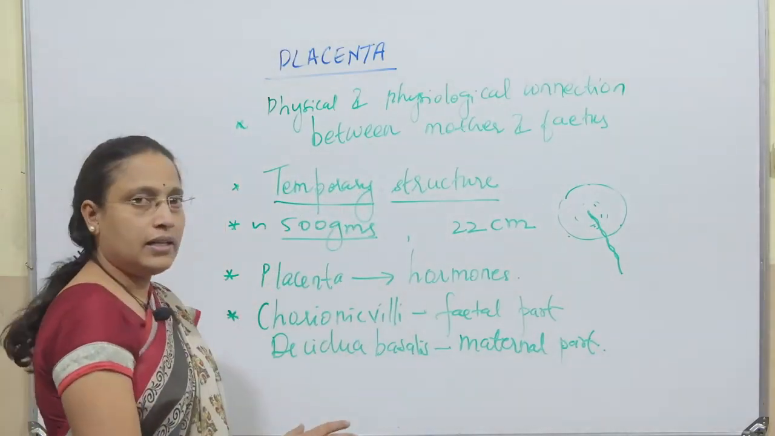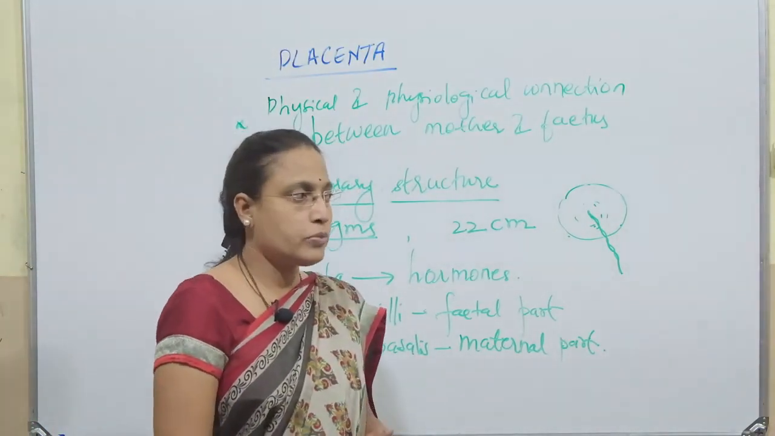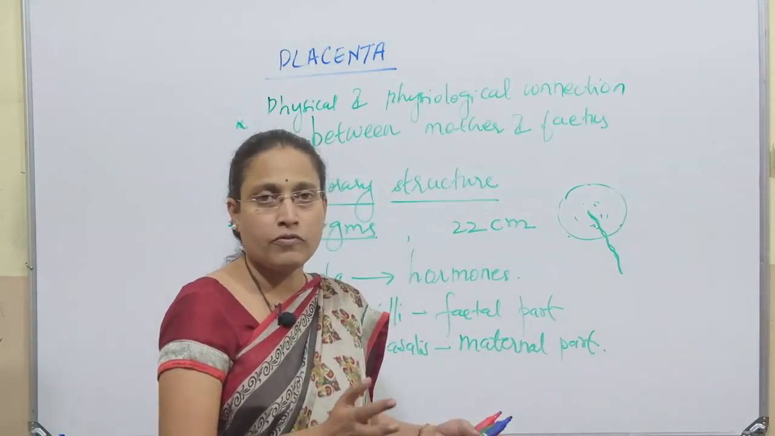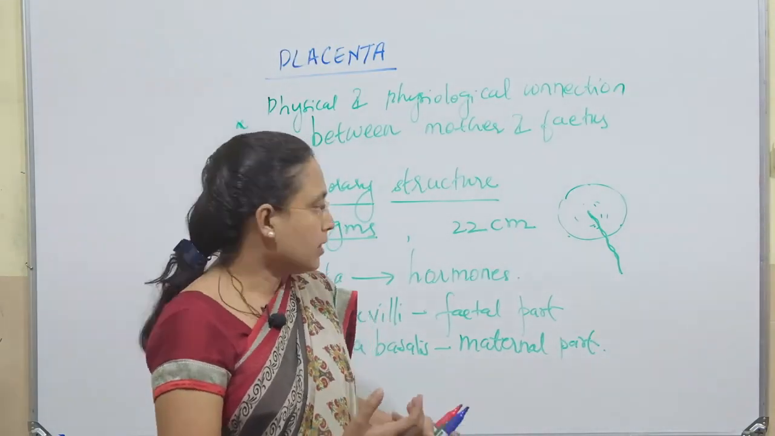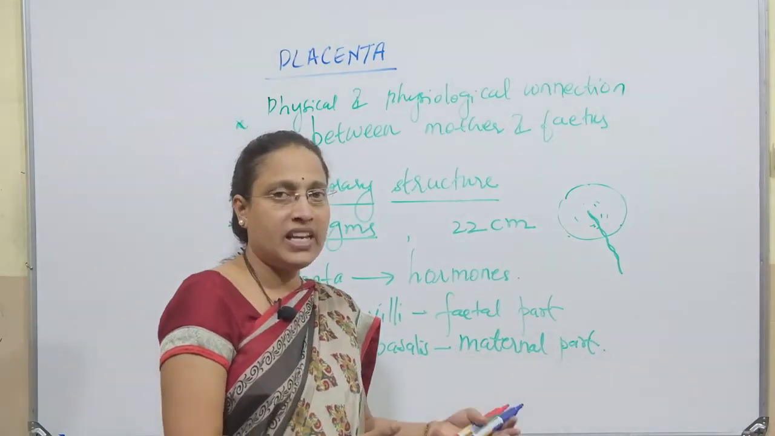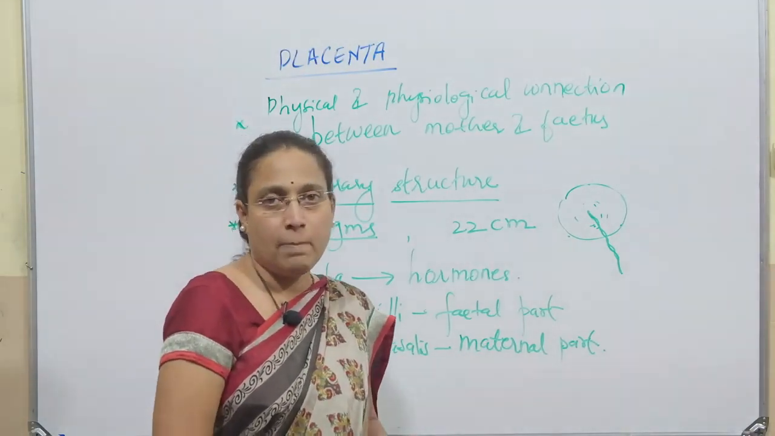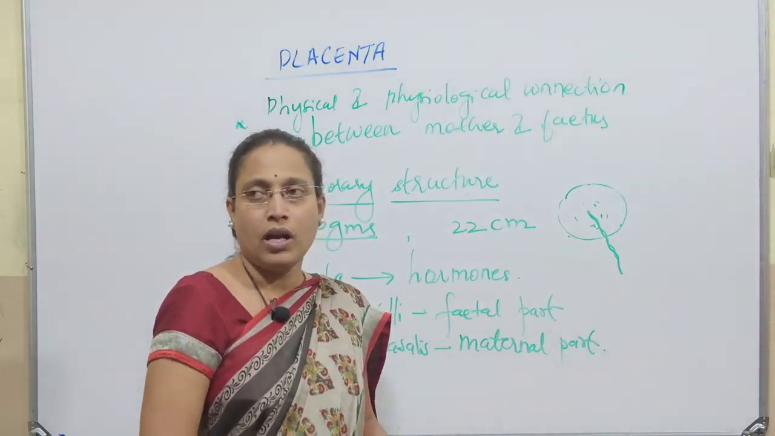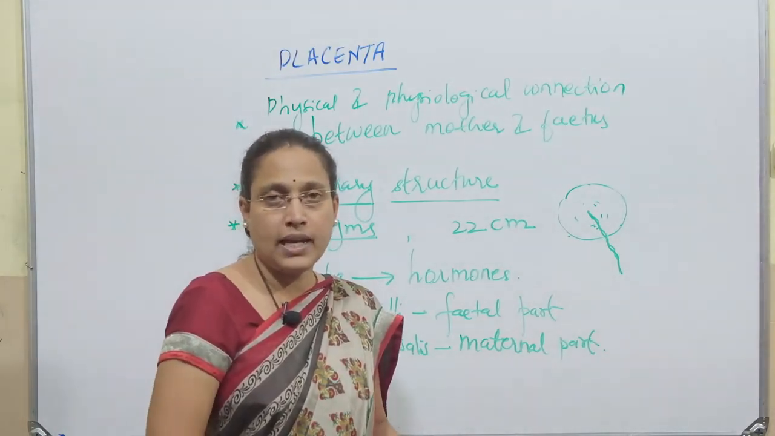So it means that the placenta is not contributed by only the mother or only the fetus. It is a contribution from both sides. That is, the maternal part and the fetal part together form the placenta, and it will take around 8 weeks for the placenta to be completely developed.